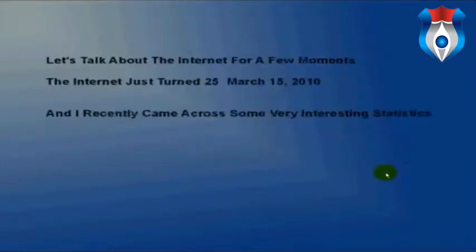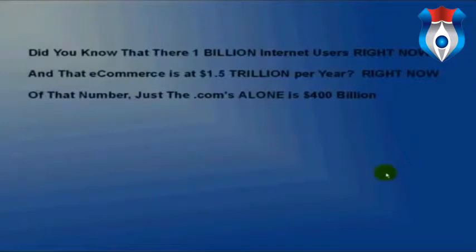time and money. Now, let's go back to the internet for a few moments. The internet just turned 25 years old March 15th, 2010. And I came across some very interesting statistics because there were many news segments around the anniversary of the internet. Did you know that there are 1 billion internet users online right now? And did you know that e-commerce is at $1.5 trillion with a T per year right now? And of that $1.5 trillion, just on the name .com alone is 400 billion.